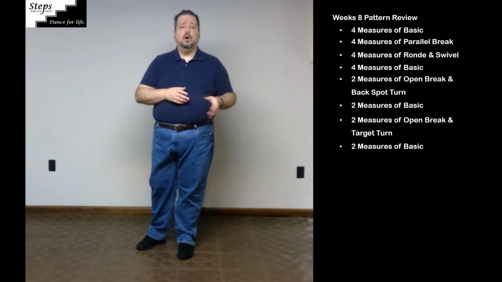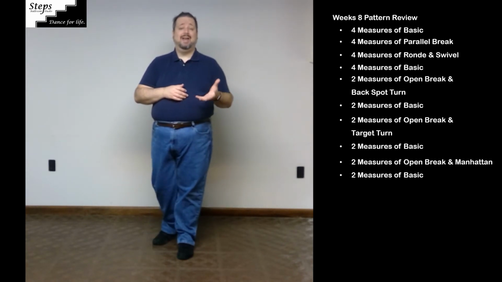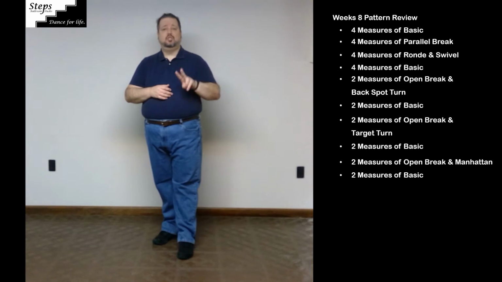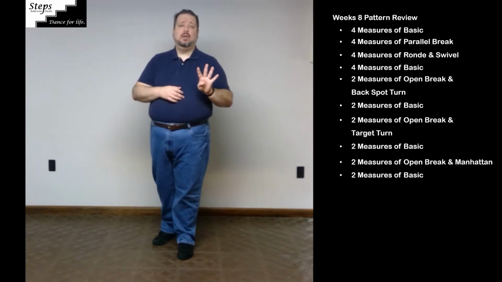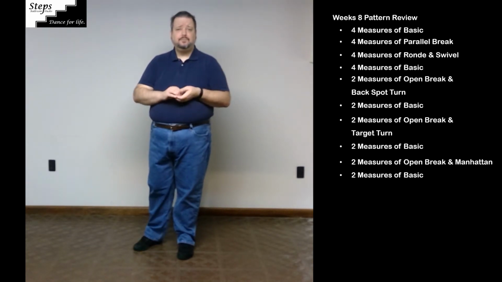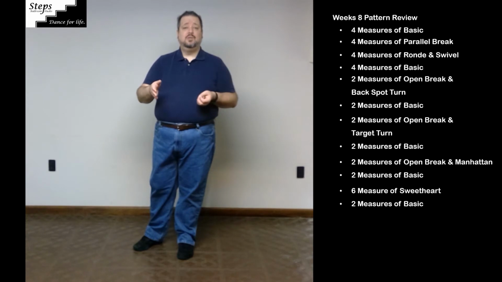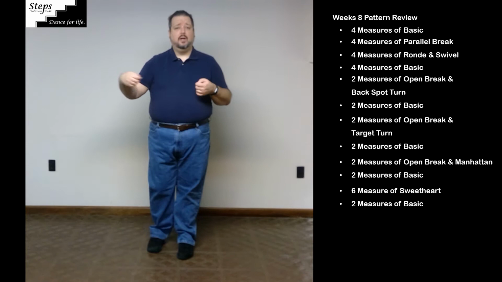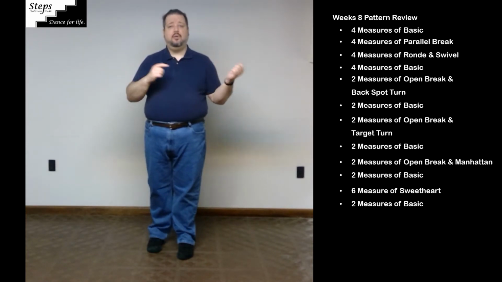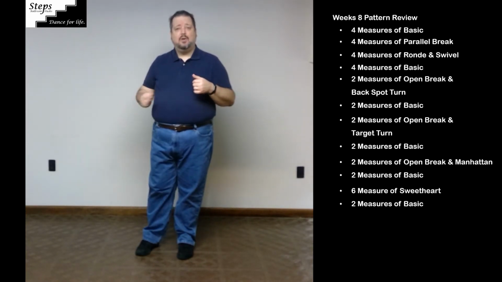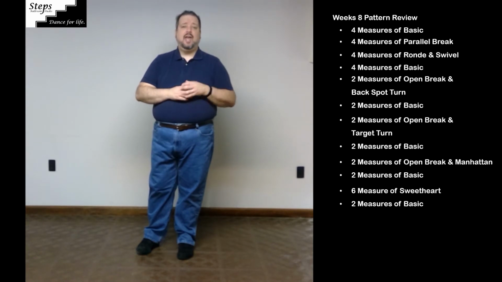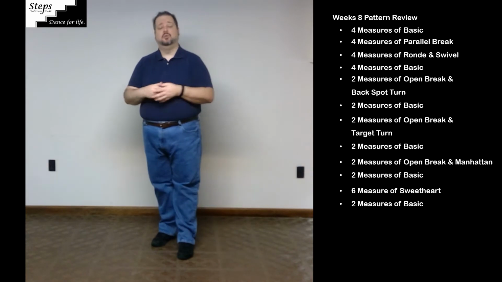At the end of that 4, the arm comes down again to lead open break to Manhattan. Again, this is going to be 2 measures to complete the pattern and 2 measures of basic to pad out to 4. At the end of the Manhattan sequence, we are left in right handshake position with our partner. We will lead into sweetheart position. Sweetheart position is an 8 measure pattern total, bringing her in on 1. We cross 2, 3, 4, 5, getting out on the 6th measure. And then we have 2 measures of basic at the end of that pattern on 7 and 8 to pad us out to 8 measures total.